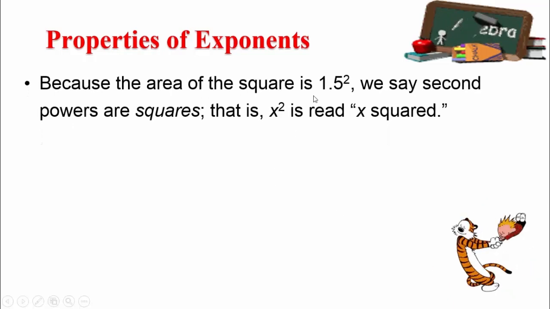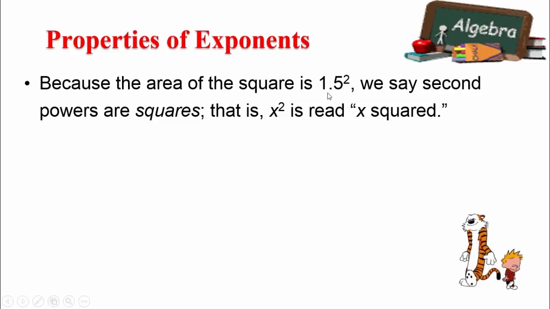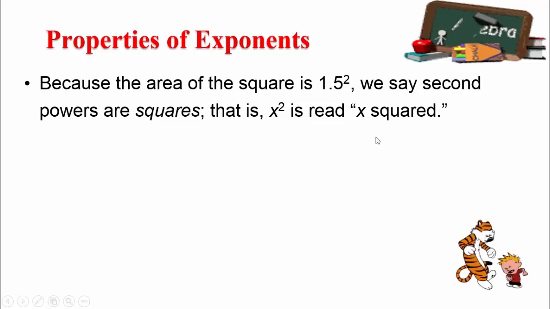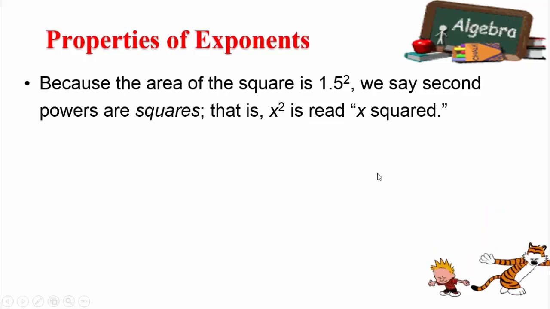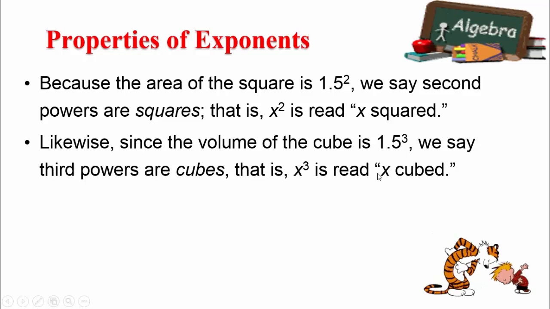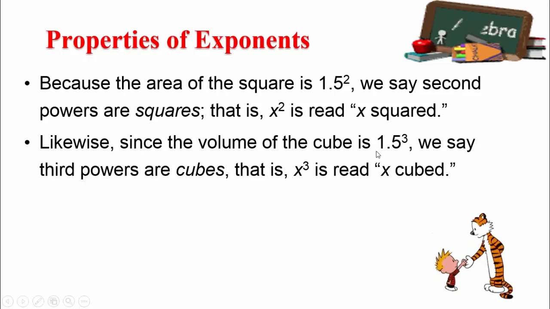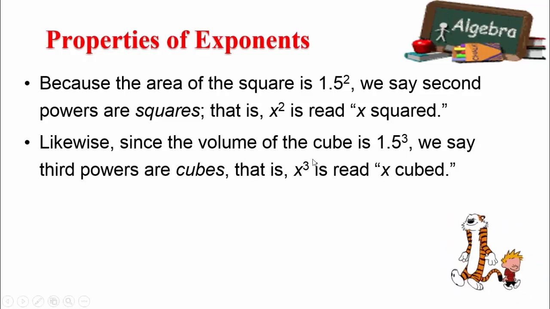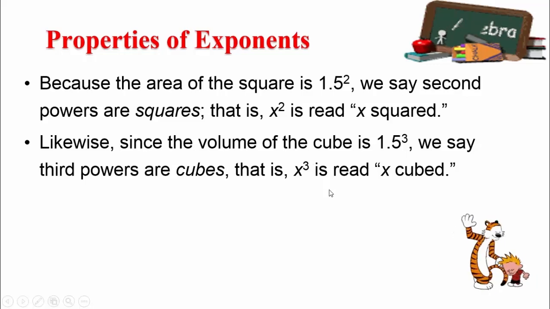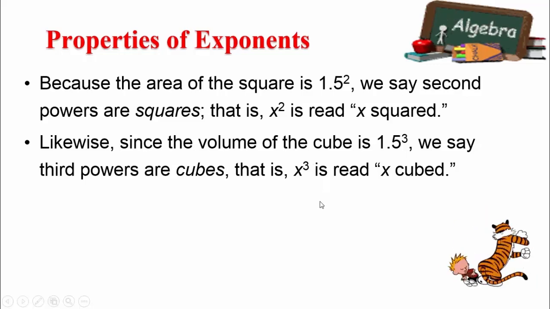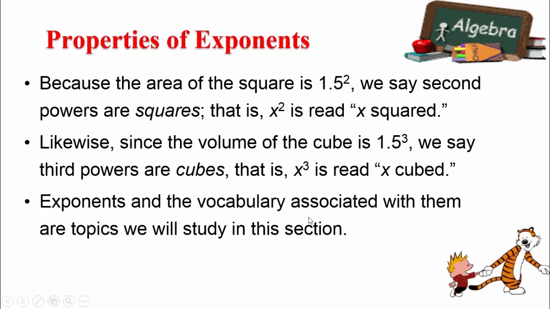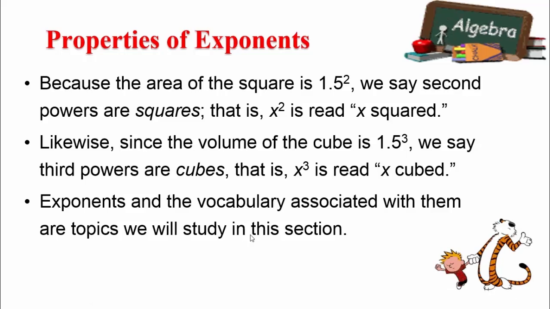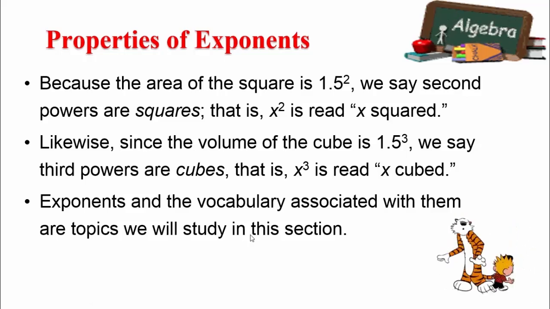Because the area of the square is 1.5 squared, we say that anything to the second power is x squared. Similarly for our cube, we say things are cubed if x is to the third power, and we call that x cubed. Exponents and the vocabulary associated with them are topics that we will study in this section.